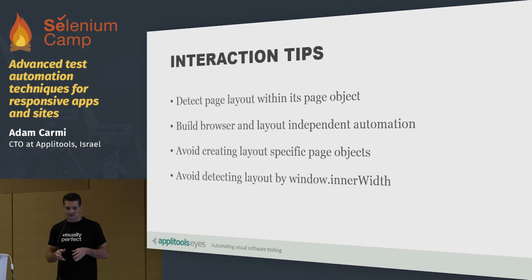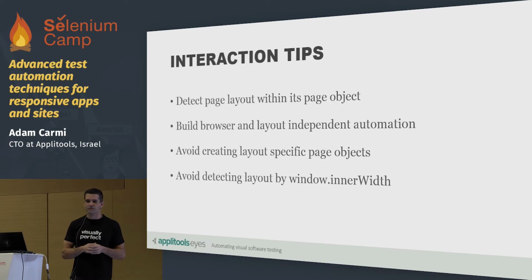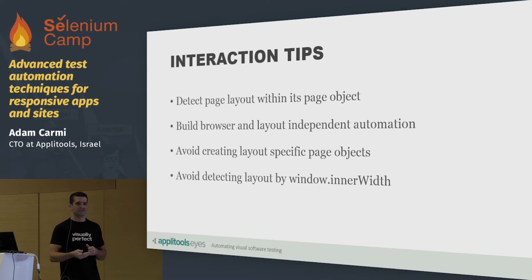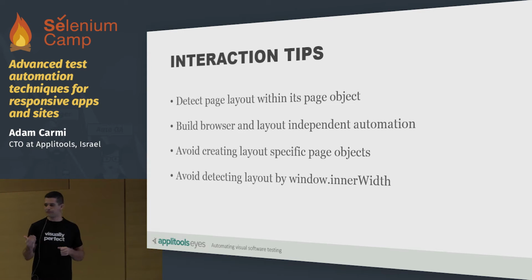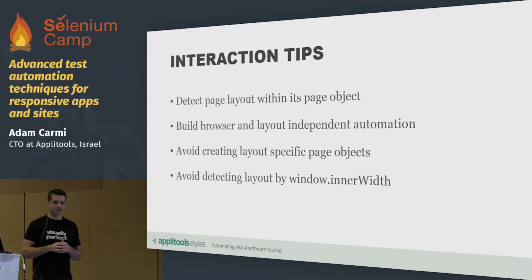If you do that, then you get for free the second advice, which is to be able to build browser and layout independent automation, just like we did now. We have a single piece of code that will work for all the different layouts, and it would look the same. The third tip suggests that you should avoid creating layout-specific page objects.